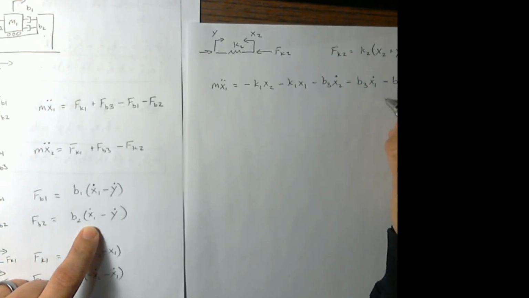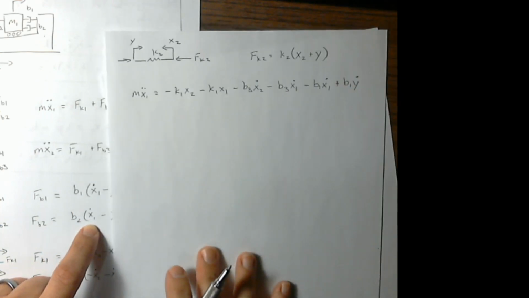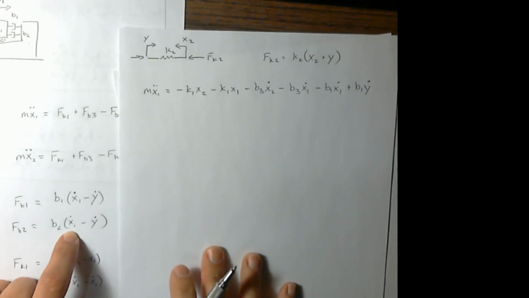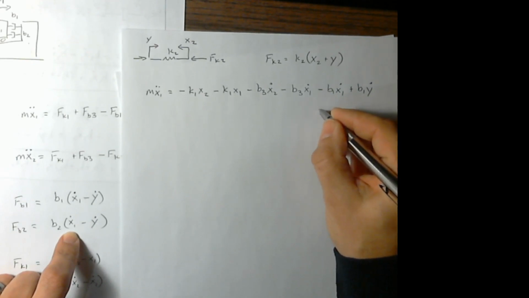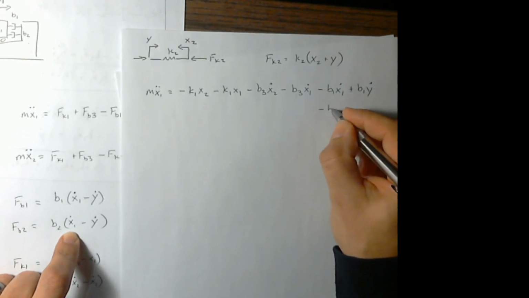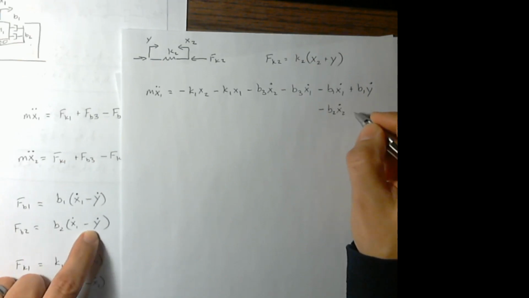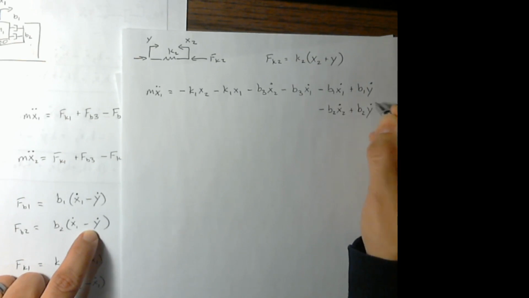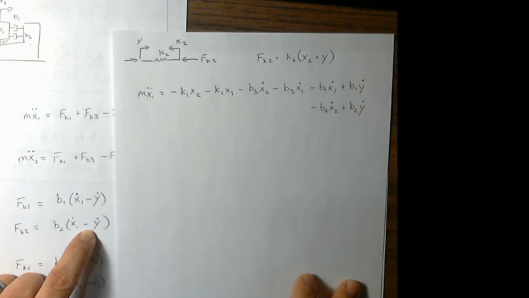And now, finally, FB2, right here. I'm out of space, so I'm just going to move to the next line. Sorry, running out of line there. There we go. Negative B2 X2 dot, positive B2 Y dot. Okay. Not bad. That's my equation for X1.